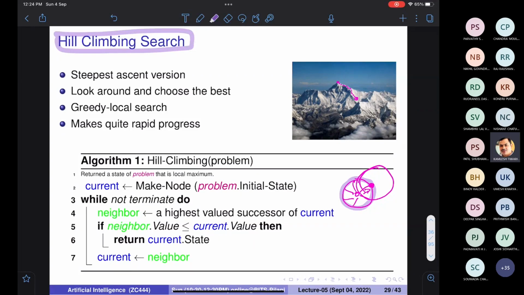So initially you formulate the problem and see where you currently are. You try to find the highest-value successor of the current, which involves evaluating all of them and finding out which is the best neighbor. If the best neighbor's value is lesser than the current value, meaning everything nearby is lesser than you, then you return your answer because you are on the top and you get out of the loop. Otherwise, you update your position to the neighbor. You go to this particular place and you keep going up and up. Very interesting algorithm.